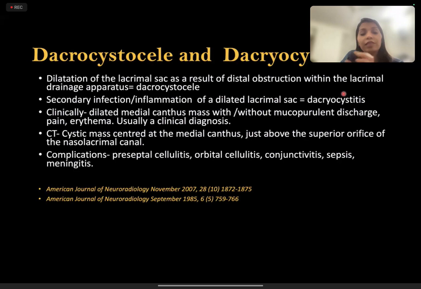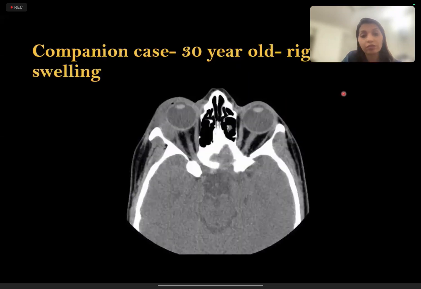Clinically, we see a dilated medial canthus mass, and usually it's a clinical diagnosis. Patients present with pain, erythema, and mucopurulent discharge. And on CT, we can nicely see a cystic mass centered at the medial canthus. And then always look for the complications, so preseptal cellulitis, orbital cellulitis, and if the infection is deep, it can go further down into the orbital apex and into the cavernous sinus as well, and then can cause intracranial complications.